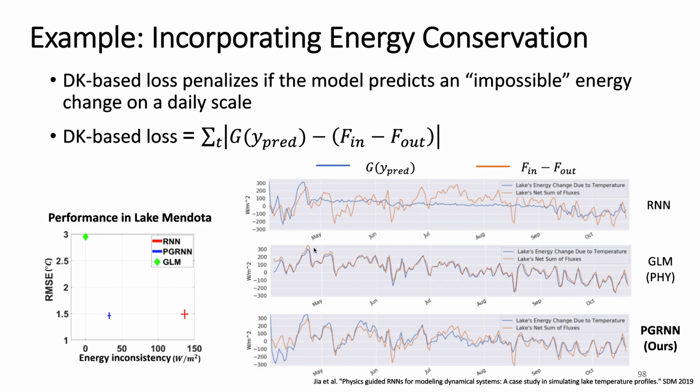What we observe in the physics model is that they almost overlap with each other. While in the RNN prediction, although we can reach fairly low error, this prediction actually violates this kind of physical rule because the temperature change and the energy flux don't match. Whereas in the PGRN predicted result, those two quantities match well with each other.